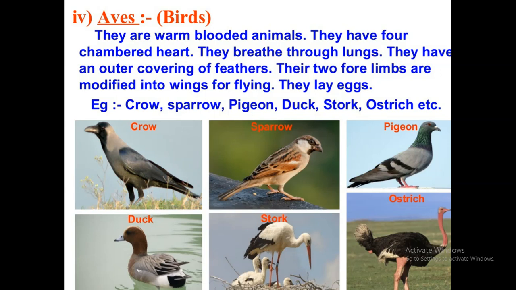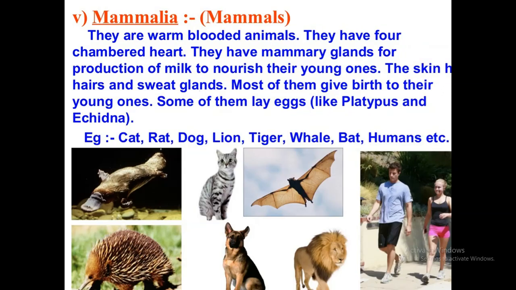The chambers in the heart are four in the case of aves, and they breathe through lungs. They have an outer covering of feathers. So the outermost covering of the birds is made up of feathers, and they have four limbs, and the forelimbs are modified to wings for flying. They lay eggs, so they are also oviparous. The examples are crow, sparrow, pigeon, duck, ostrich, etc. These are also given in the pictures. You can see how the different birds look. So these are the examples of aves.